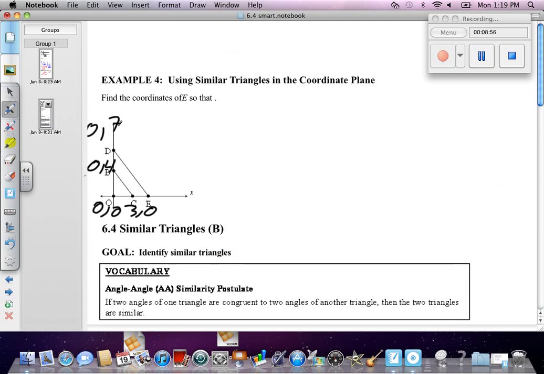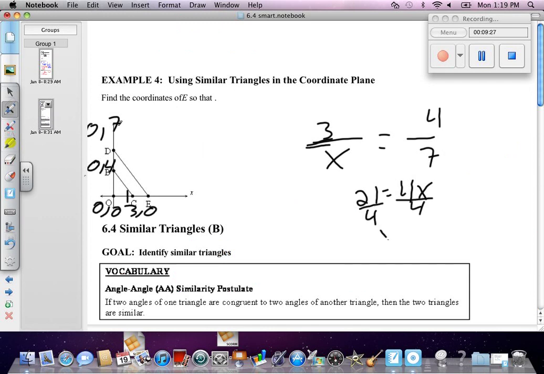What is the distance between 0 and C? It's 3, right? Okay, so that's corresponding to C to E, which we don't know. And then we have O to B, which is 4, over 7. So we cross multiply. 3 times 7 is 21, which equals 4x. So we divide both sides by 4, and we get x would be 5.25. So E would be at 5.25, 0.